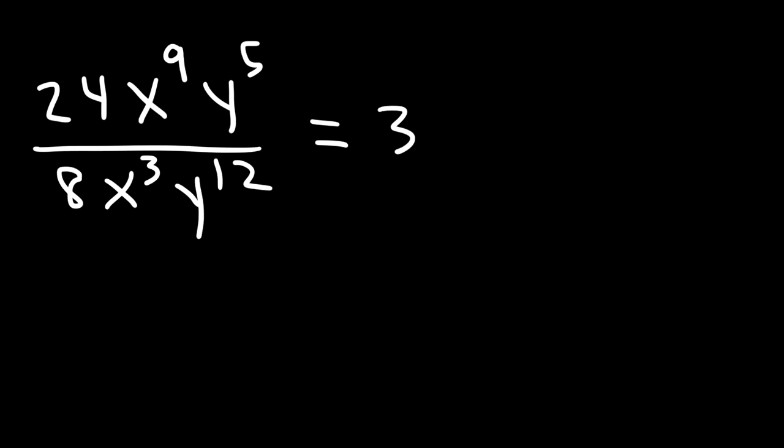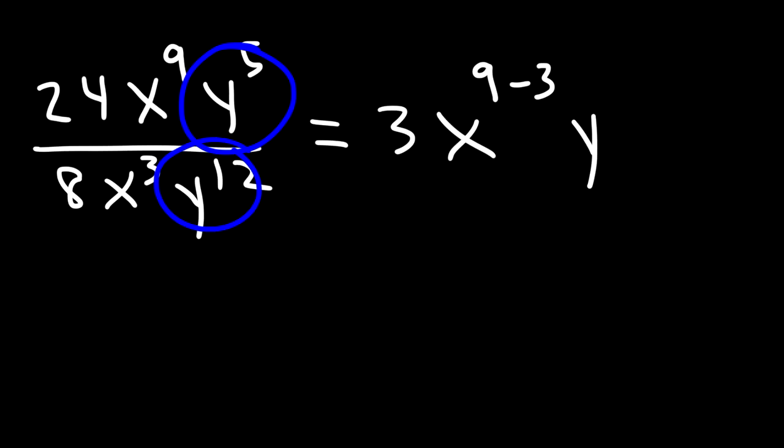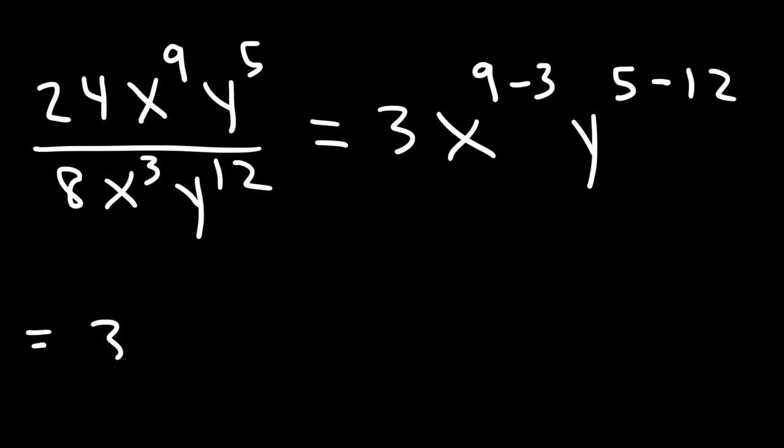Next, we need to divide x to the 9th power by x cubed. And to do that, we need to subtract the top exponent by the bottom one. So it's going to be 9 minus 3. And we're going to do the same thing for the y variable. To divide these two, we need to subtract the exponents. So it's going to be the top exponent minus the one on the bottom. 9 minus 3 is 6. 5 minus 12 is negative 7.